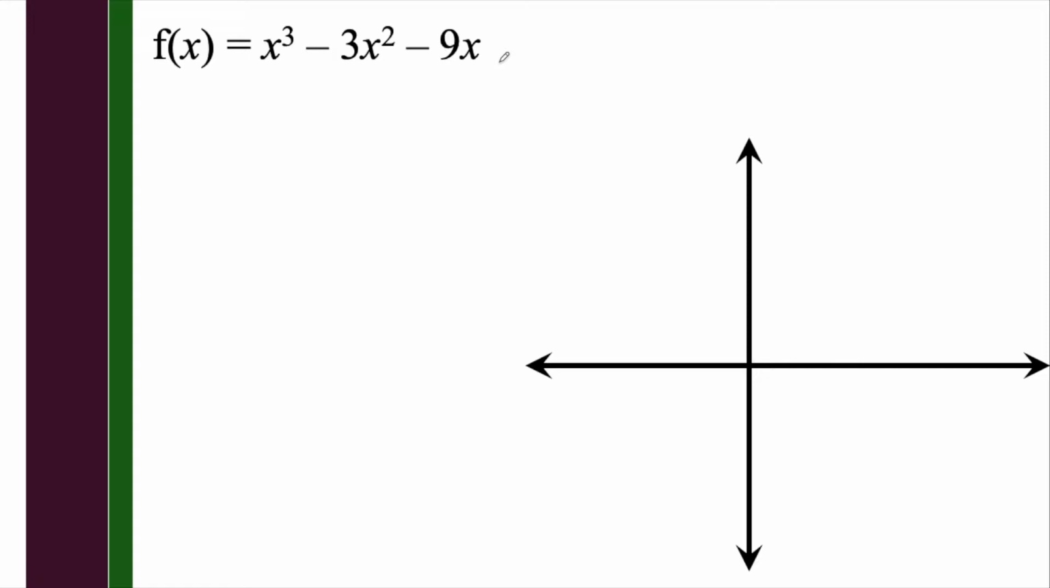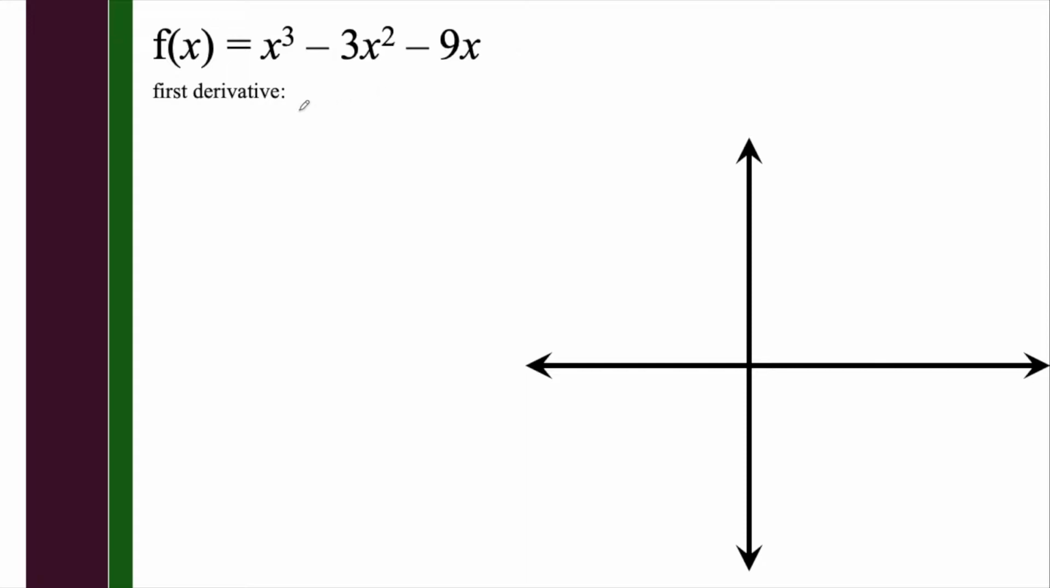Now, since we're interested in the maximum and the minimum points, where the slope of the tangent line is 0, it means that the first derivative is 0. So we have to get the first derivative of the function.